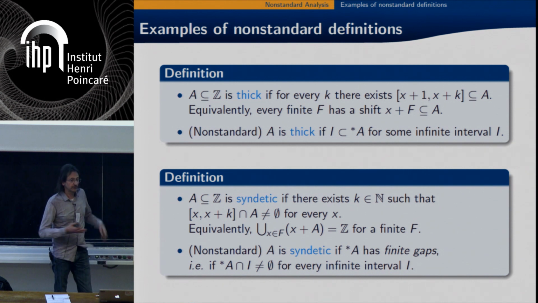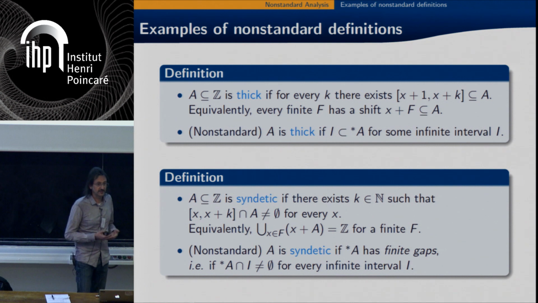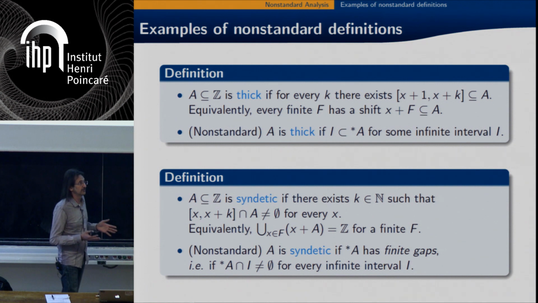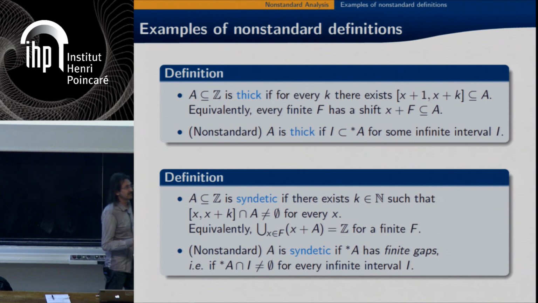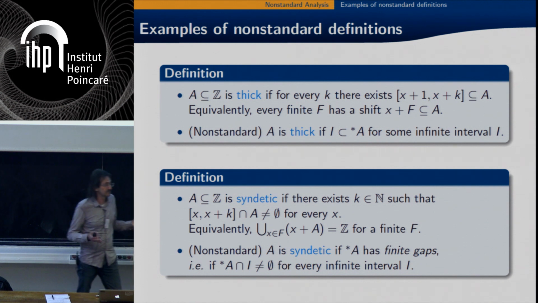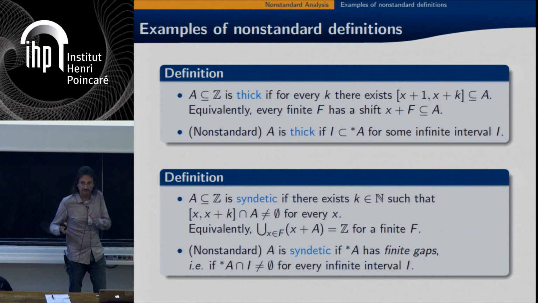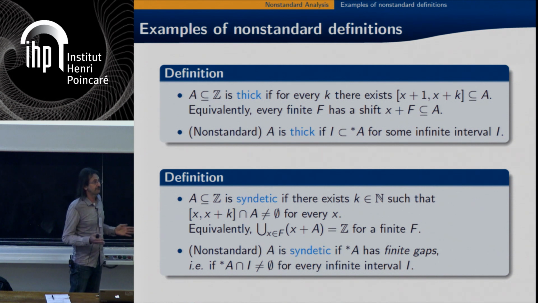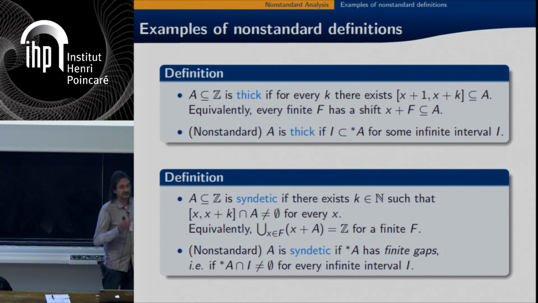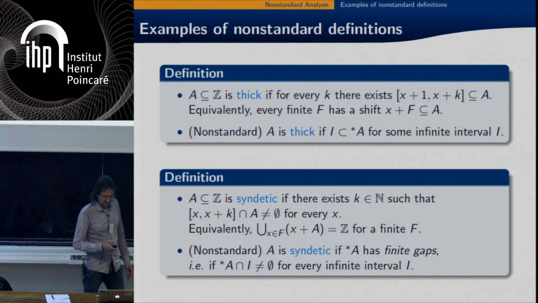And a syndetic set, which is sometimes called generic in model theory, means that with finitely many shifts, you will cover the whole group. That is the same as to say that there are only gaps of some bounded length inside the set. And the non-standard version is exactly that. It has finite gaps, because finite is a notion we can use. We have finite numbers and infinite numbers. So every infinite interval will meet the non-standard extension of the set.